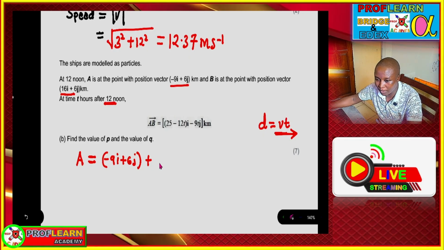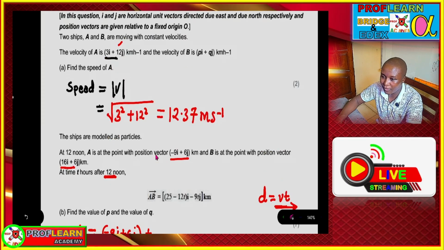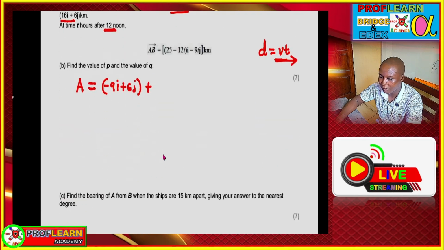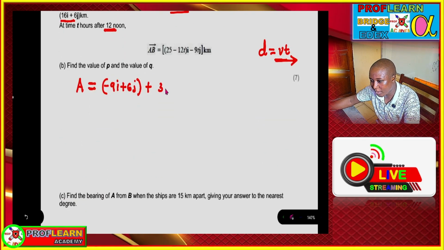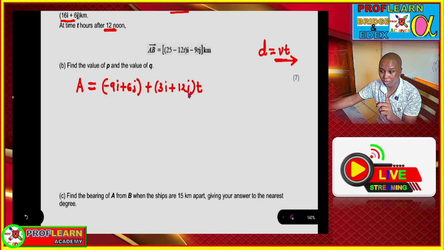So this is going to be the speed of A. The velocity of A was 3i plus 12j. So we're going to say this is 3i, which is the velocity, plus 12j. And this is multiplied by the time t. You need to remember that.